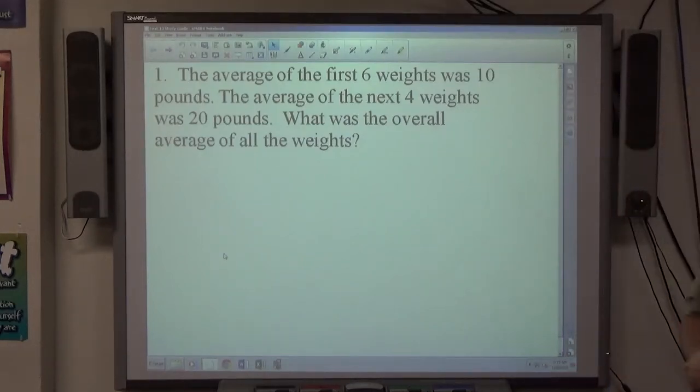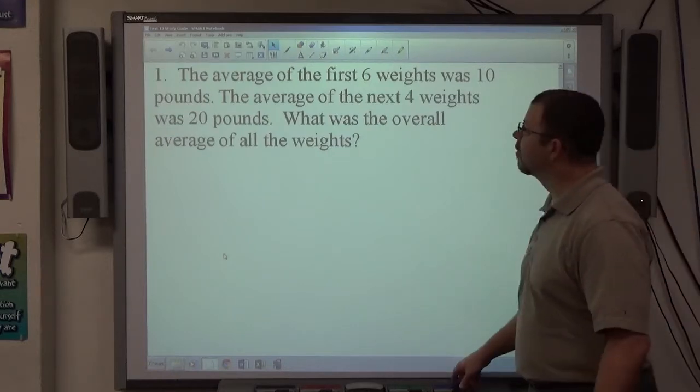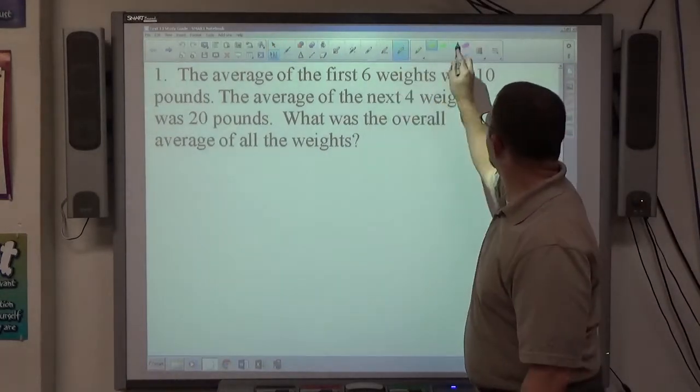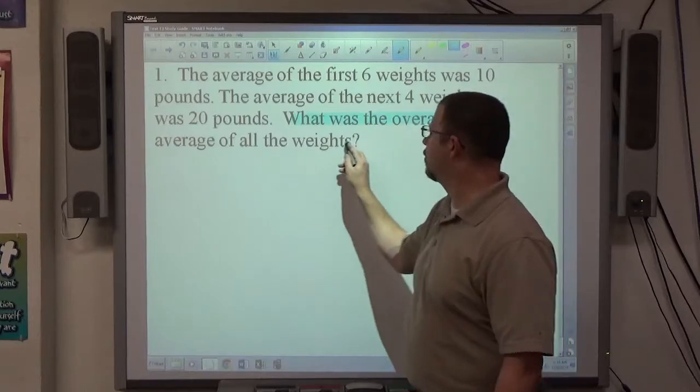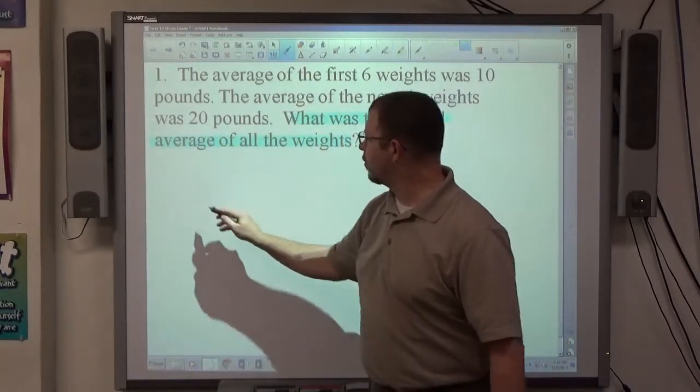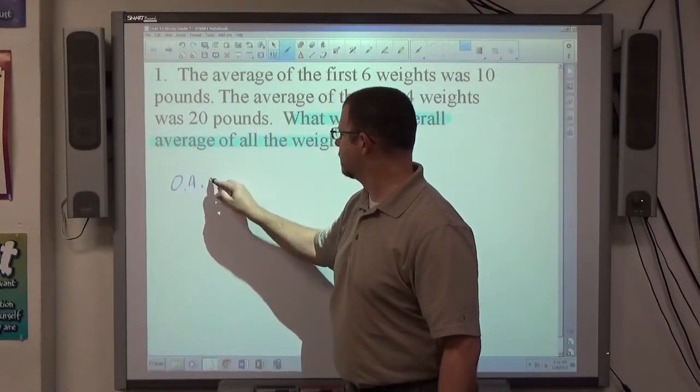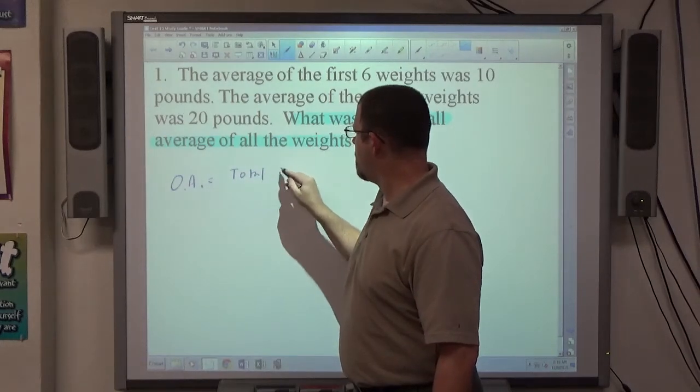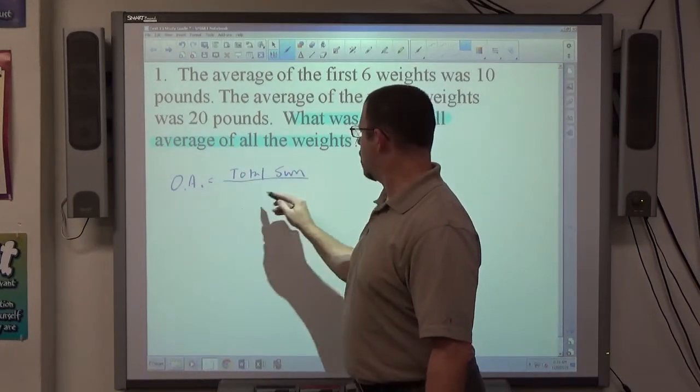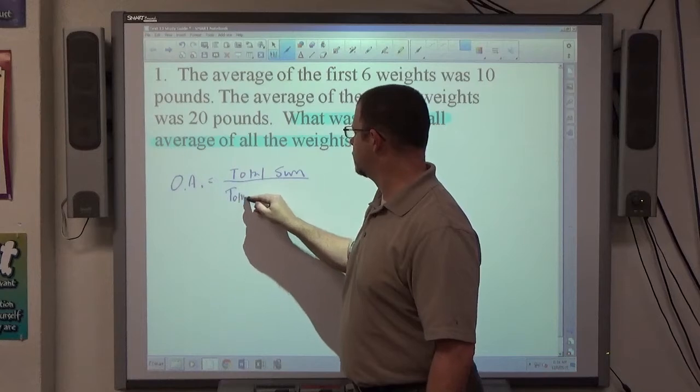Problem 1. The average of the first 6 weights was 10 pounds. The average of the next 4 weights was 20 pounds. What was the overall average of the weights? Whenever you ask this question, you're looking for a total sum over total number of numbers.